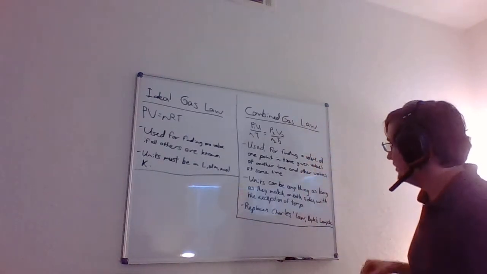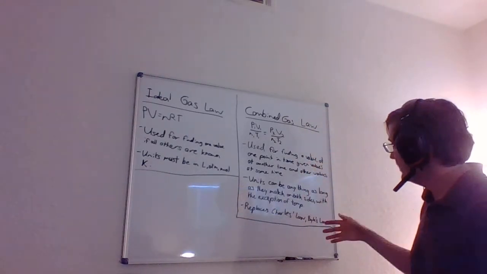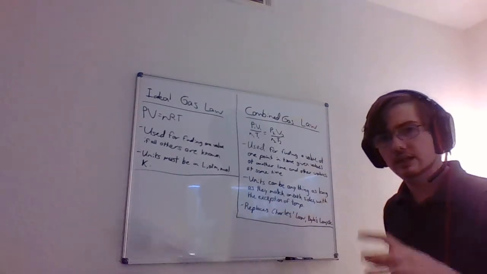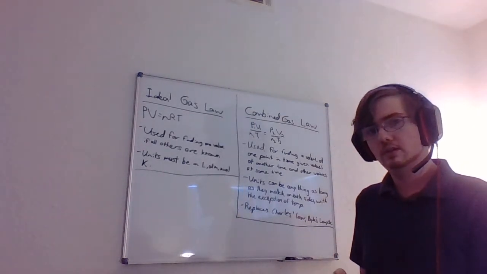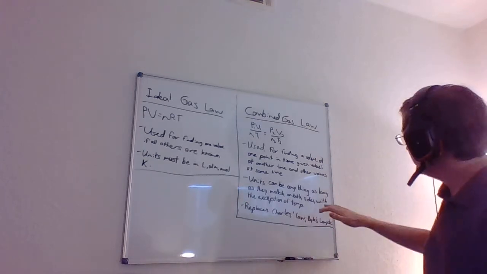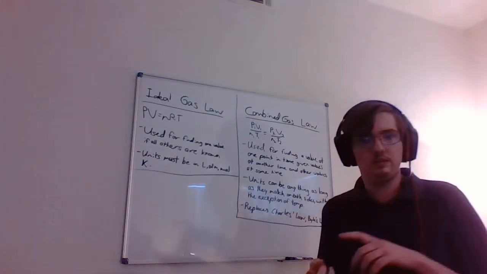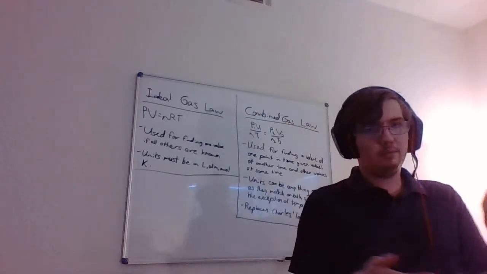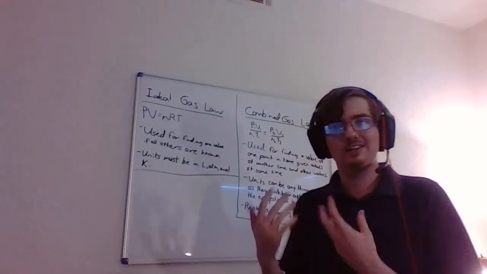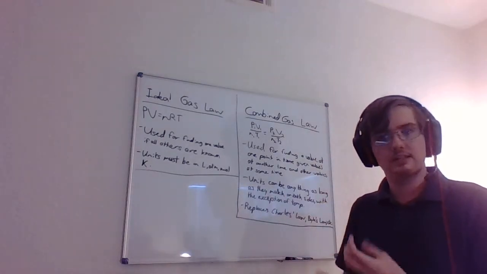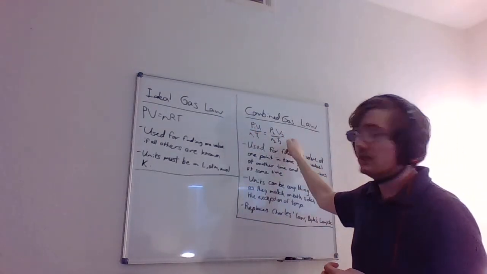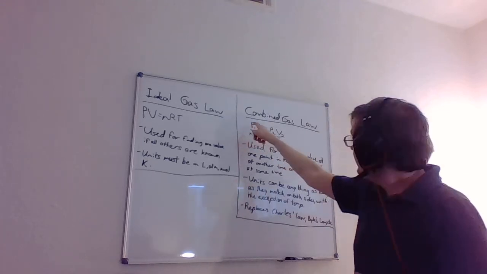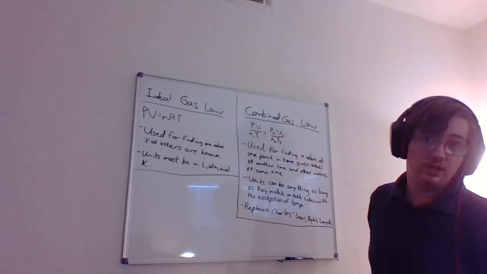The combined gas law, on the other hand, it doesn't really matter what units you use. The only exception to that is with temperature, you have to use Kelvin. But other than that, you can use any units you want. You can use liters, you can use gallons, you can use atmospheres, or you can use torrs. It doesn't really matter as long as the units match on both sides. So if you use torrs on this side for pressure, you have to use torrs on the other side for pressure.